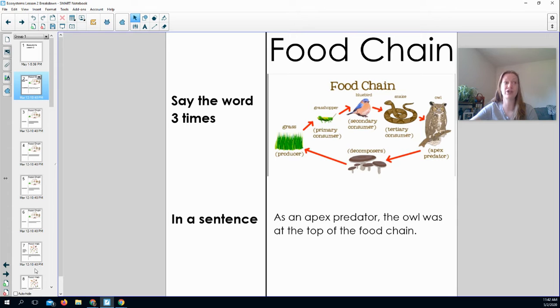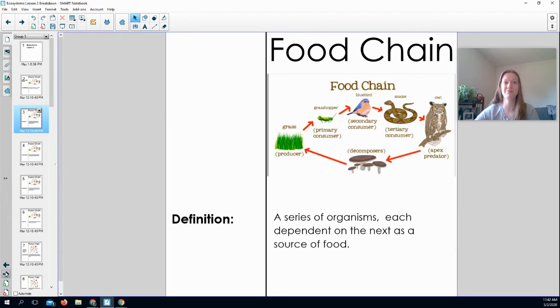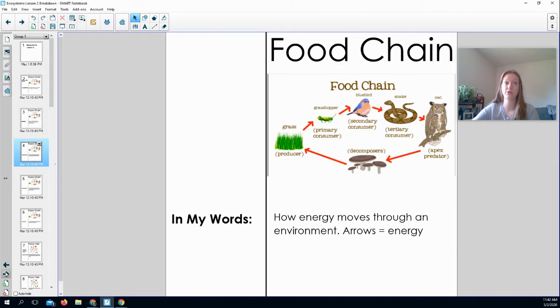The first word is food chain. Let's say it 3 times. Food chain, food chain, food chain. In a sentence, you might see, as an apex predator, the owl was at the top of the food chain. The definition of a food chain is a series of organisms, each dependent on the next as a source of food. So they each need the thing below it to eat. In my words, it's how energy moves through an environment.